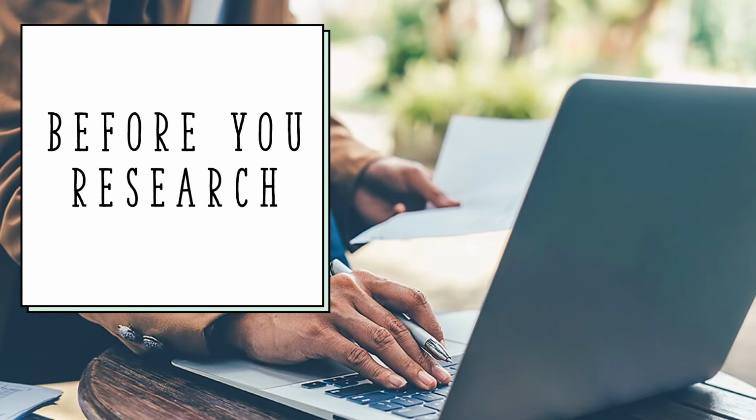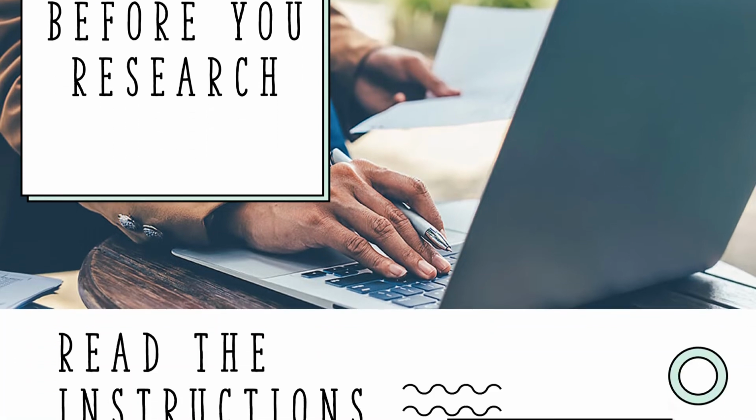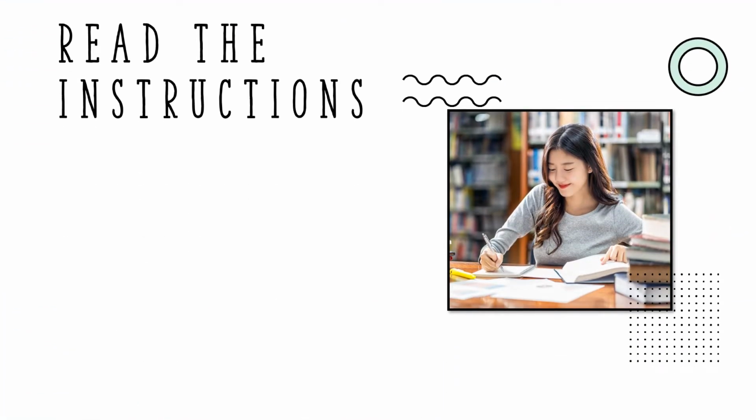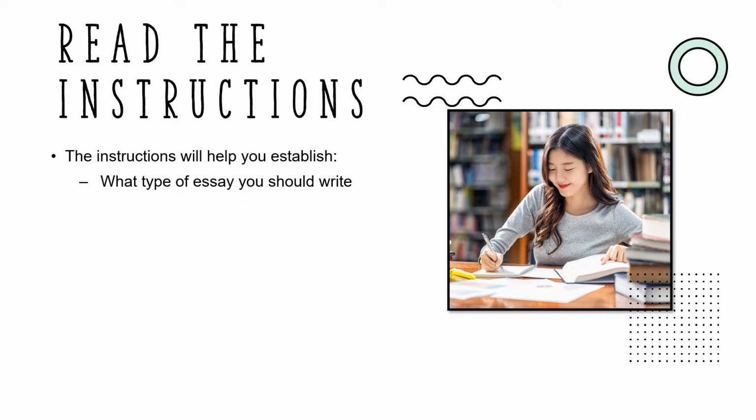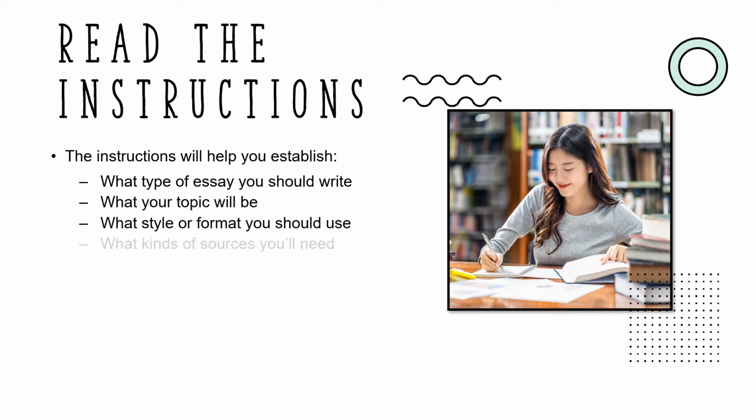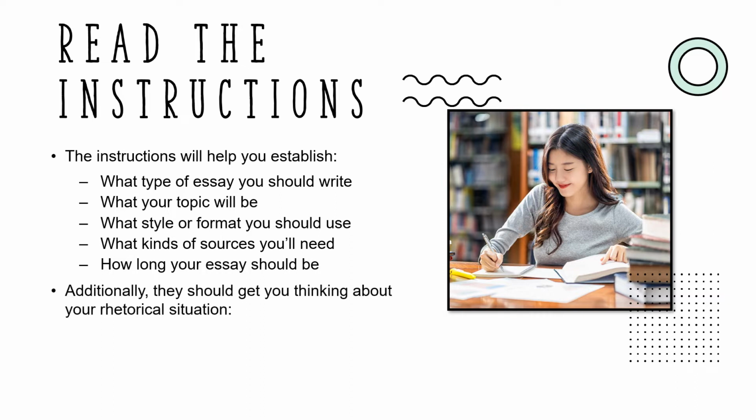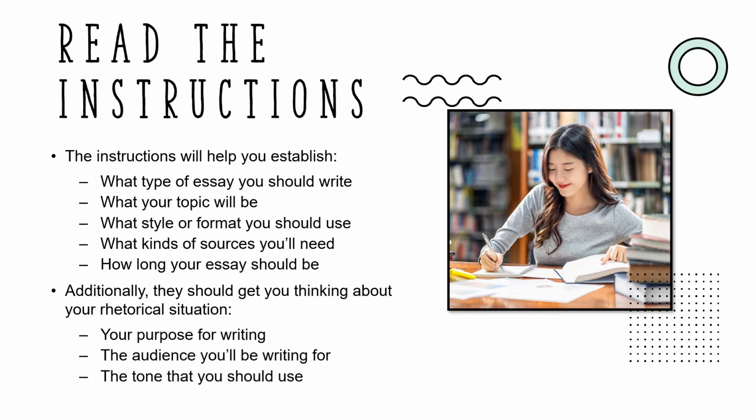There are a few steps you should take before you begin your research. Start by reading the instructions of your writing assignment carefully. The instructions will help you establish what type of essay you should write, what your topic will be, what style or format you should use, what kinds of sources you'll need, and how long your essay should be. Additionally, they should get you thinking about your rhetorical situation, your purpose for writing, the audience you'll be writing for, and the tone that you should use.